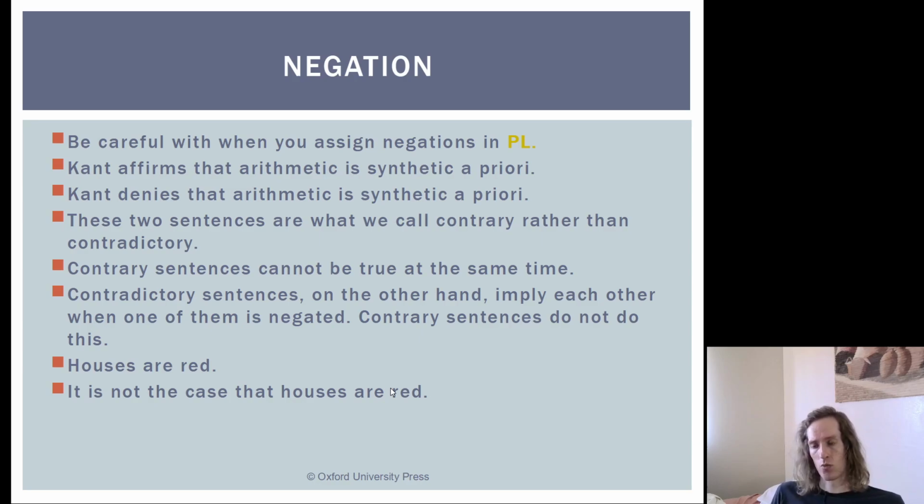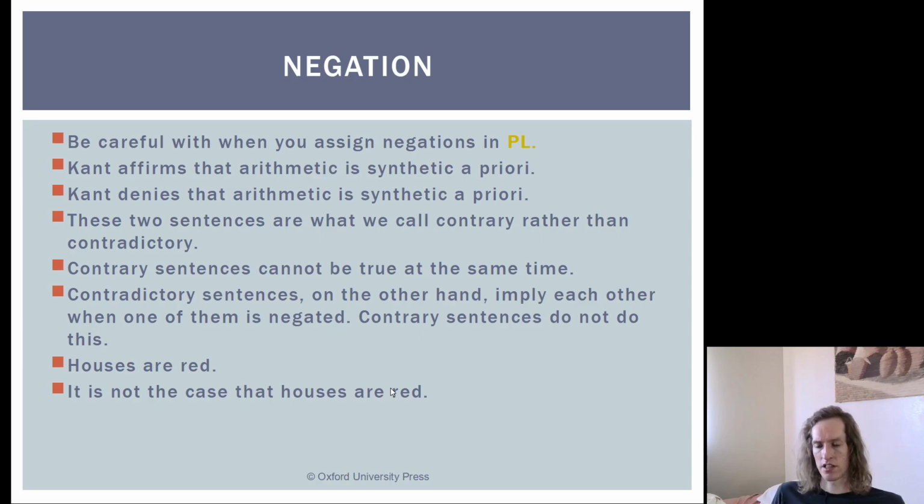And so for that reason, when regimenting either of these sentences, we would want to make them both sort of positive, even though in the one case, Kant denying that arithmetic is synthetic a priori seems like a negation of the other sentence. It would really be cleaner to regiment it as just an uppercase English letter on its own.